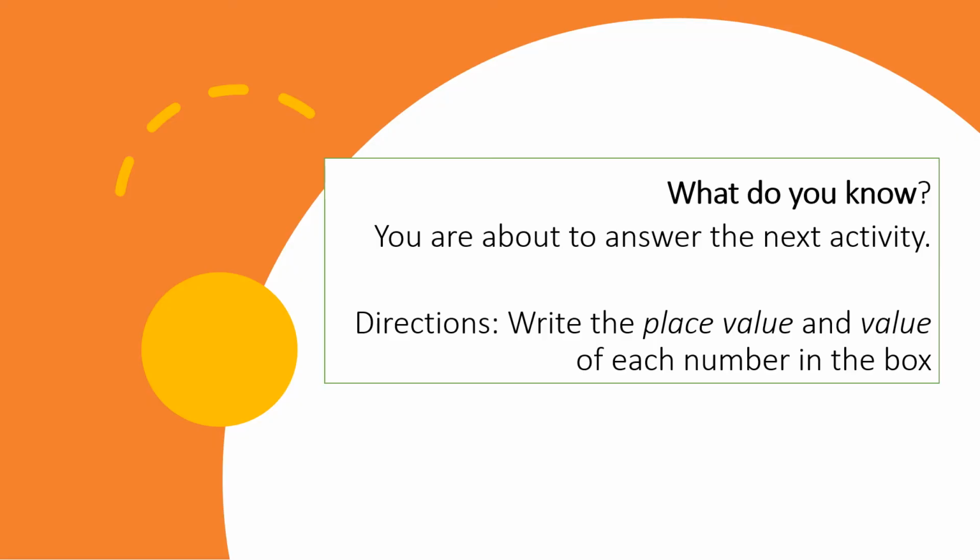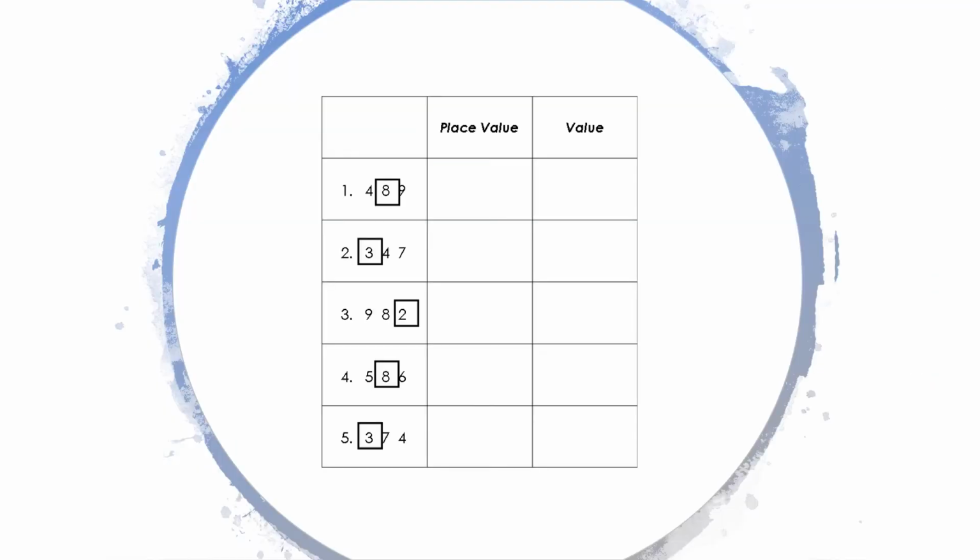You are about to answer the next activity. Directions: Write the place value and value of its number in the box. Number 1, 8. Number 2, 3. Number 3, 2. Number 4, 8. Number 5, 3. If you got low, don't worry. This lesson will help you understand the place value and value of each number.